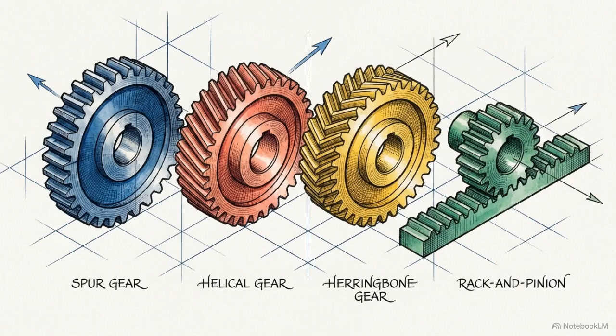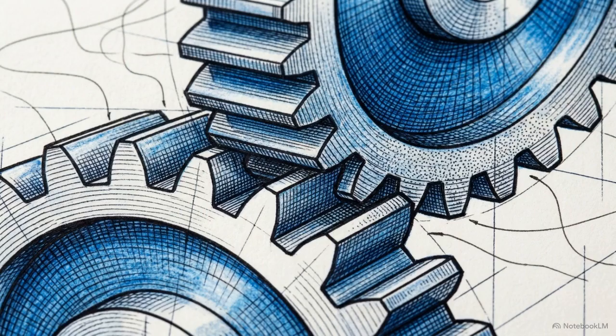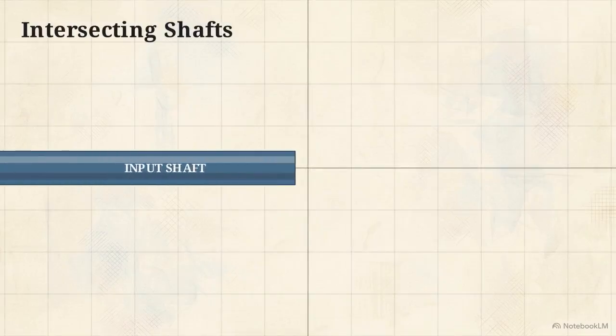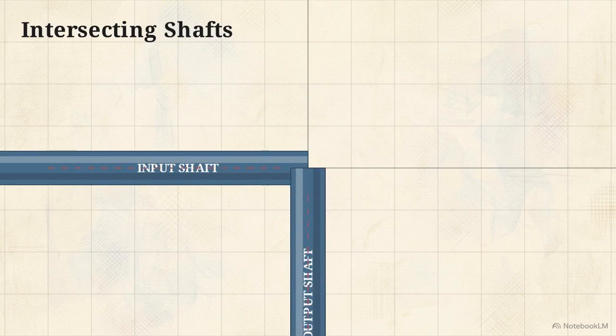The parallel shaft condition has the widest evolutionary tree. Engineers have continuously reshaped the parallel tooth to manage everything from friction and acoustic noise to unmitigated lateral thrust. Often, power cannot travel in a straight line. It must be routed around a corner, forcing the input and output shafts to intersect, usually at 90 degrees.